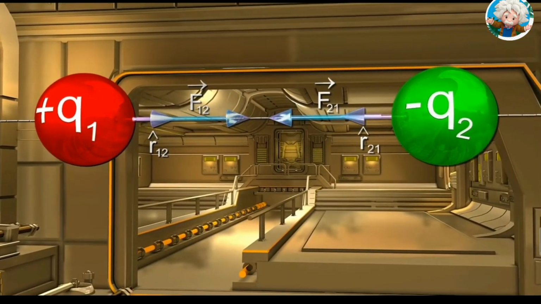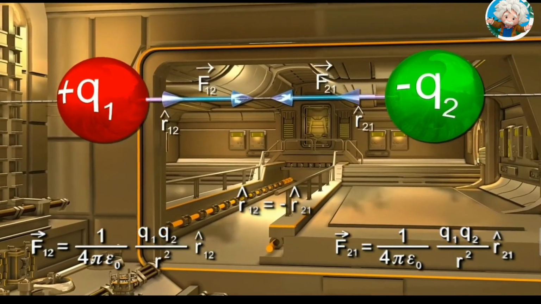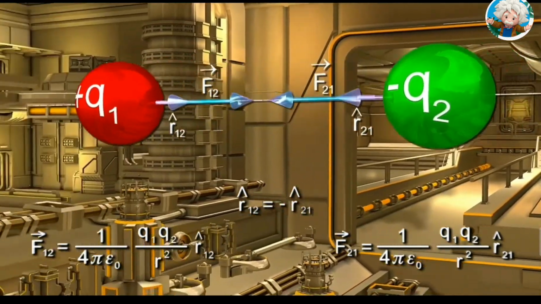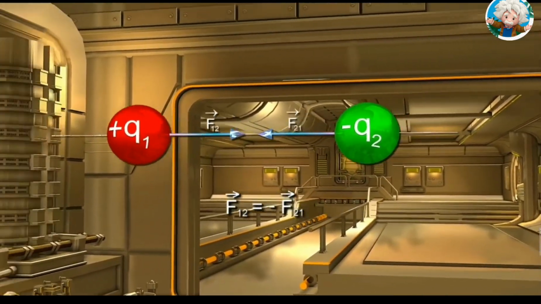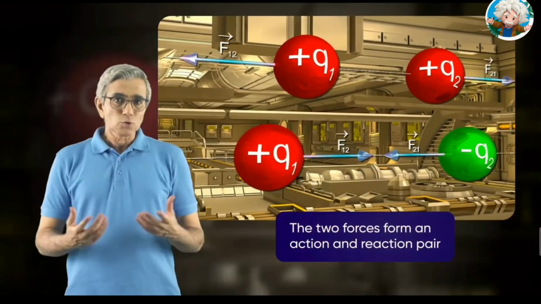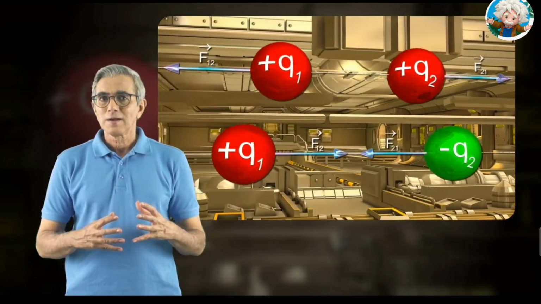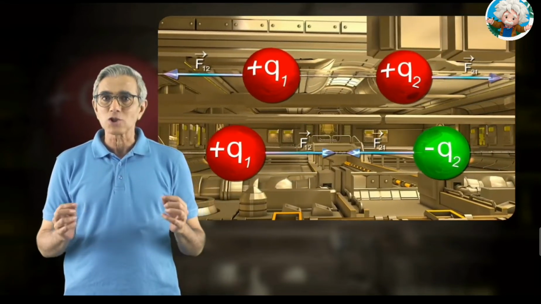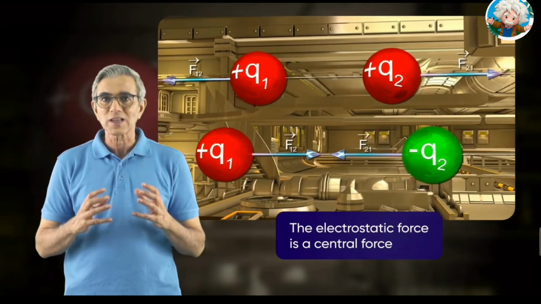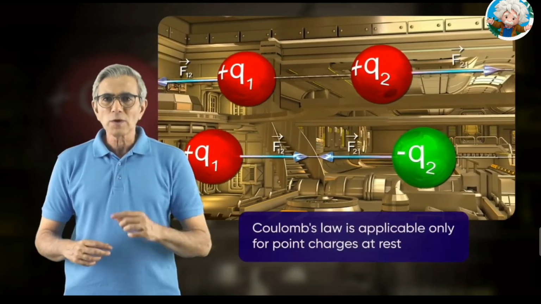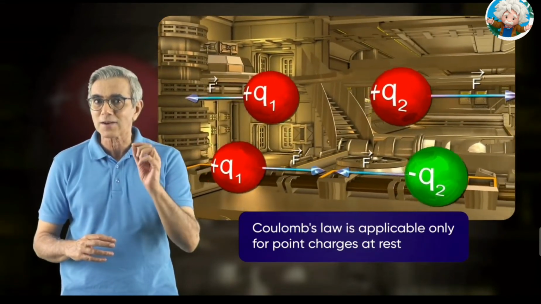Similarly, two point charges of opposite polarity will exert equal and opposite forces on each other. The two forces form an action and reaction pair. Since the two forces act along the line joining the two charges, the electrostatic force is called a central force. You must note that Coulomb's law is applicable only for point charges at rest.